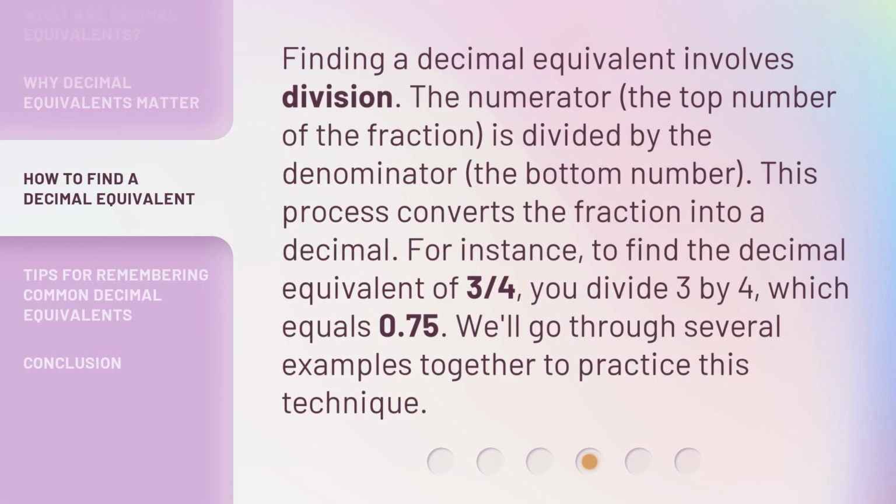Finding a decimal equivalent involves division. The numerator, the top number of the fraction, is divided by the denominator, the bottom number. This process converts the fraction into a decimal. For instance, to find the decimal equivalent of 3/4, you divide 3 by 4, which equals 0.75. We'll go through several examples together to practice this technique.